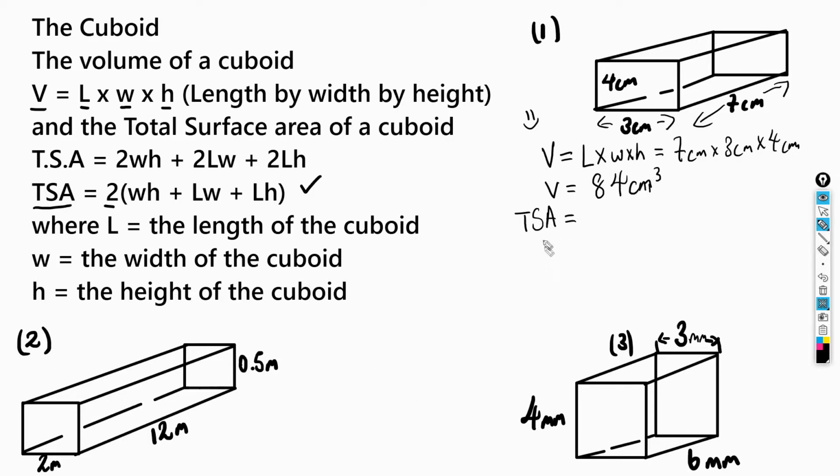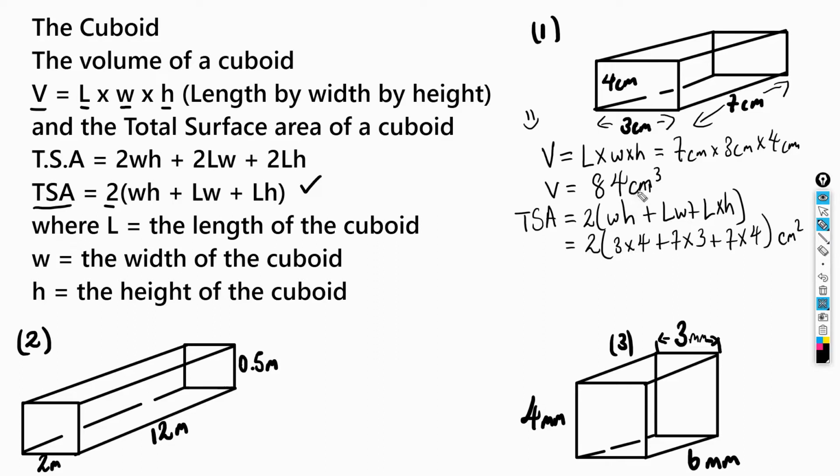So the total surface area is equal to, let's use this one, right? 2 times the width times the height plus the length times the width plus the length times the height, right? So the total surface area would actually be equal to 2 multiplied by the width, which is 3, times the height, which is 4, plus the length, which is 7, times the width, which is 3, plus the length, which is 7, times the height, which is 4. Cool. And we know that this should be in centimeters squared, right? Because we're dealing with the area here.